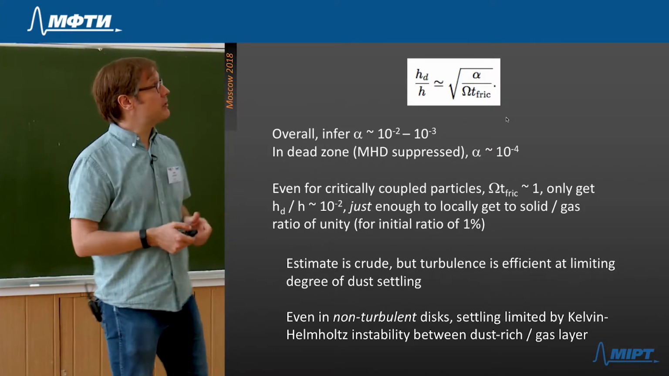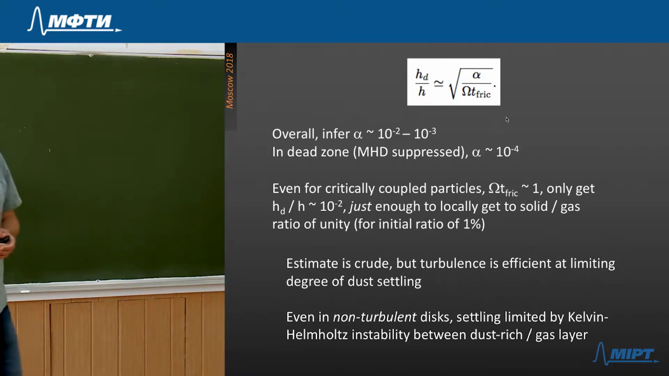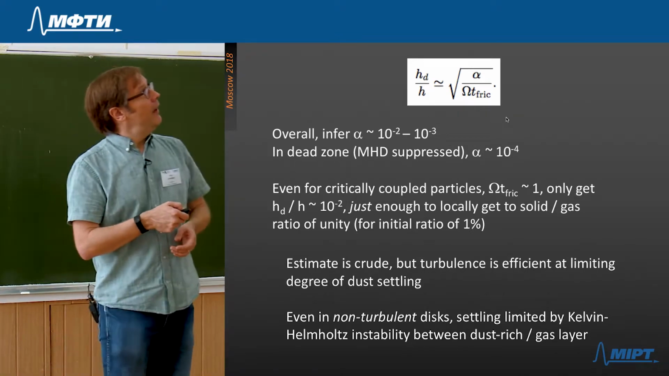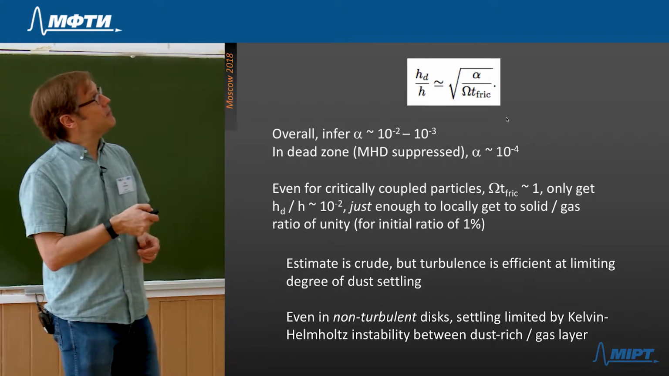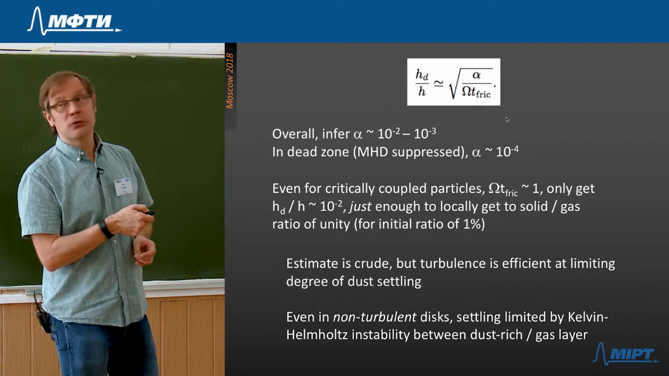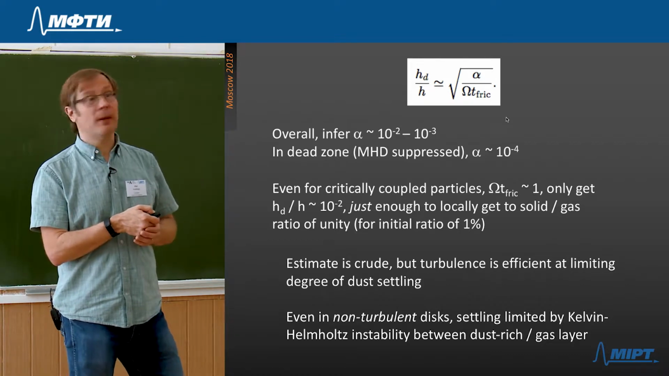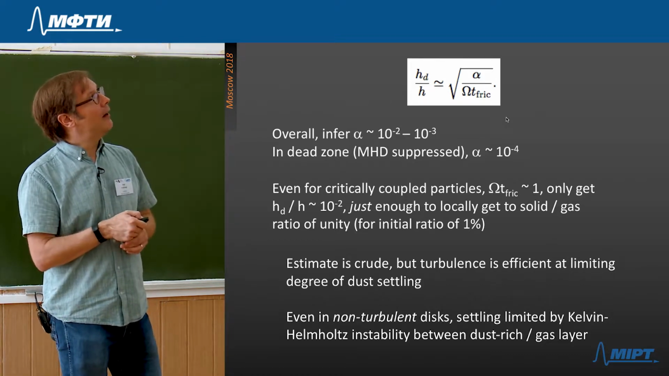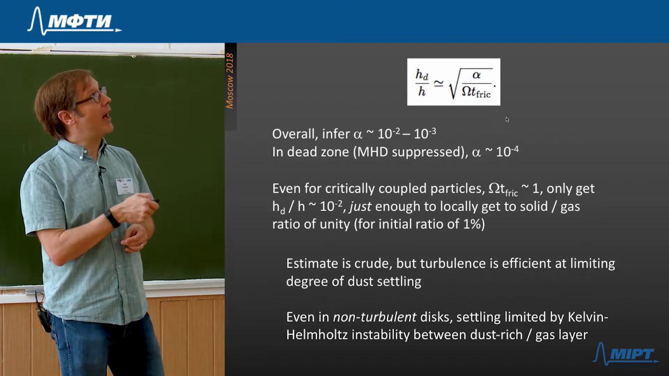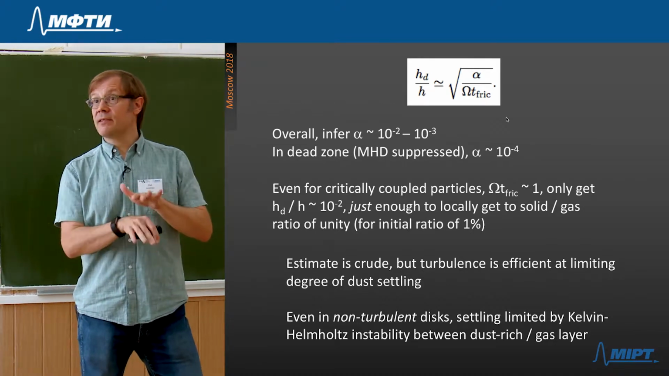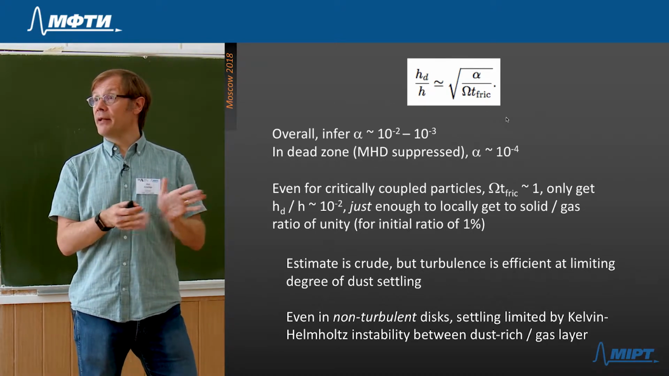So this is just writing down what I just said in words. It's quite hard to get really thin dust layers. Suppose we take alpha of 10 to the -4, which would certainly be quite a low value for protoplanetary disks, we think. If we take these critically coupled particles with tau stop of 1, then we get a factor of 100 in the thickness of the particle layer relative to the thickness of the gas layer.